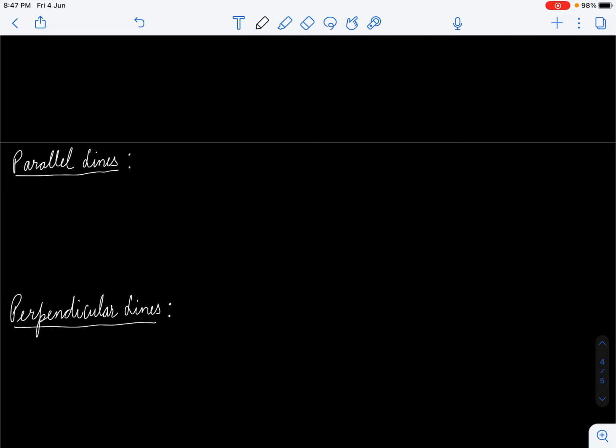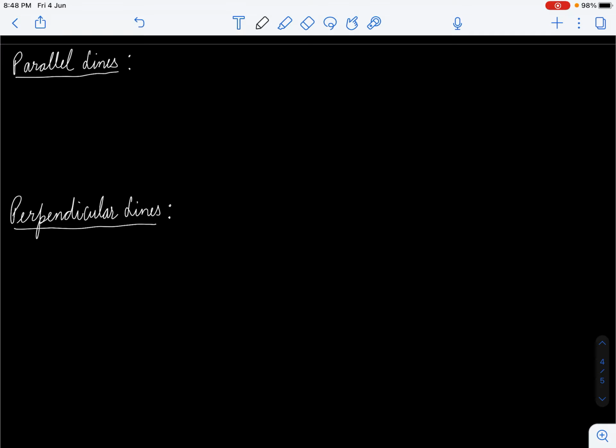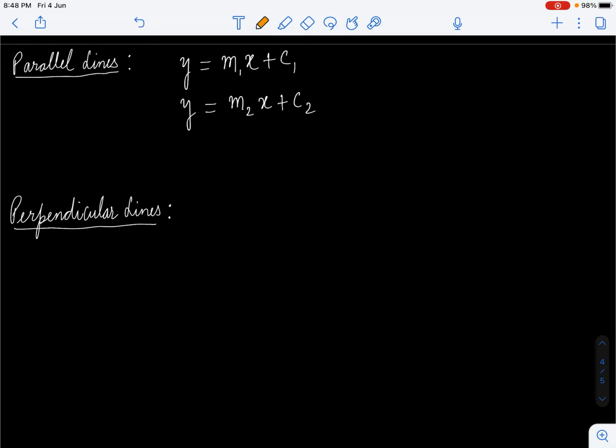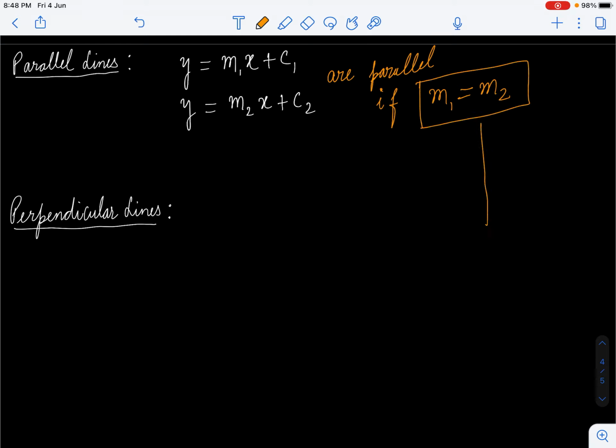Now what's next? The next thing that you will learn is parallel lines and perpendicular lines. So what are parallel lines? If I have two lines, let's say y is equal to m1x plus c1, that is my first line, and y is equal to m2x plus c2 is my second line, then these lines will be parallel if my gradients are equal. So if gradients are equal, then we say lines are parallel.